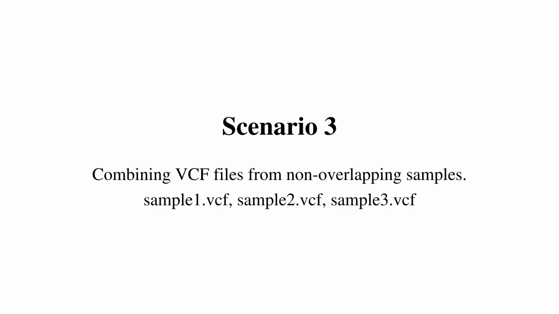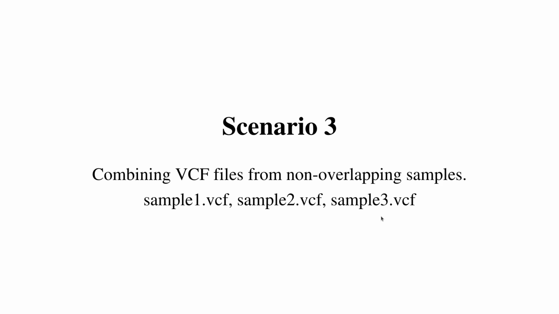So now we are going to look at scenario 3 of merging or combining VCF files using BCF tools. In this scenario, we are going to combine VCF files from non-overlapping samples, i.e. situations whereby we have, let's say, variant for sample 1 in one VCF file, variant for sample 2 in another VCF file, variant for sample 3 in another VCF file.